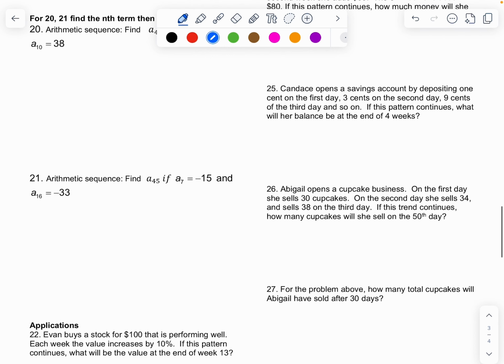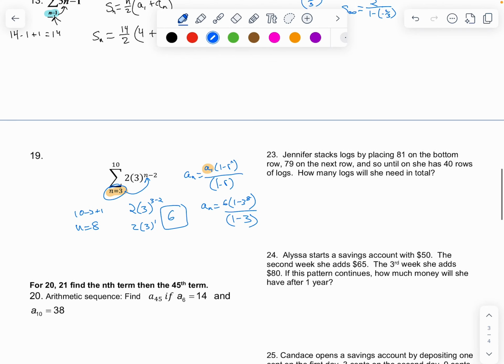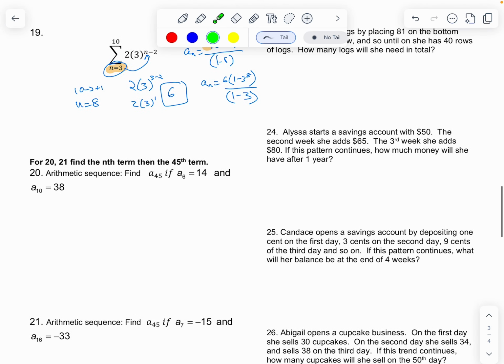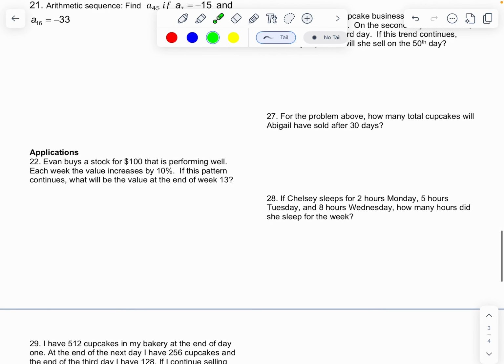And some more arithmetic sequence, kind of similar to what we were doing up here. You would create your explicit formula based on this information, you could figure out your explicit formula. Sorry, this information. And then you would plug 45 into that explicit formula and figure out what the value of the 45th term is. Okay?